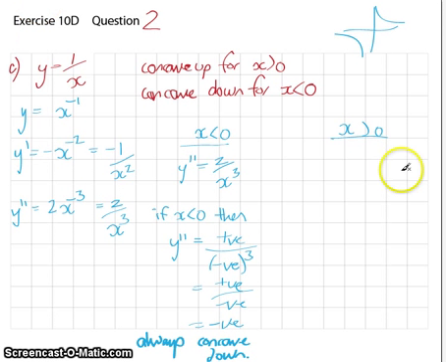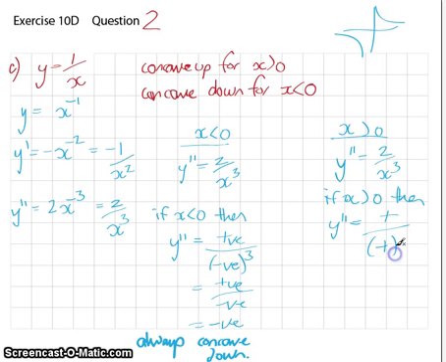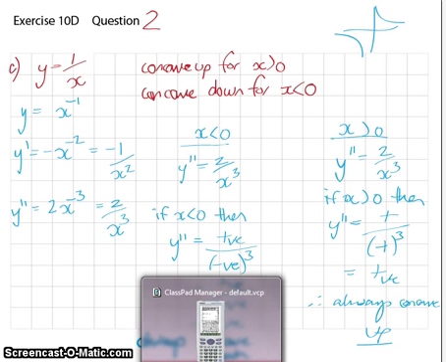So the next one, we did the same thing. We're investigating the second derivative, 2 over x cubed. So we say, well, if x is positive, then this will be positive divided by some positive number cubed. Well, this is going to be positive, therefore always concave up.